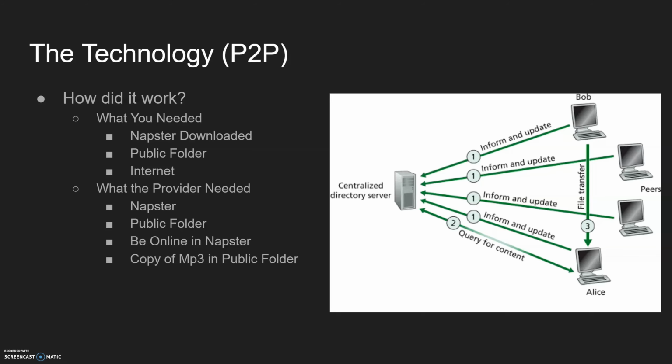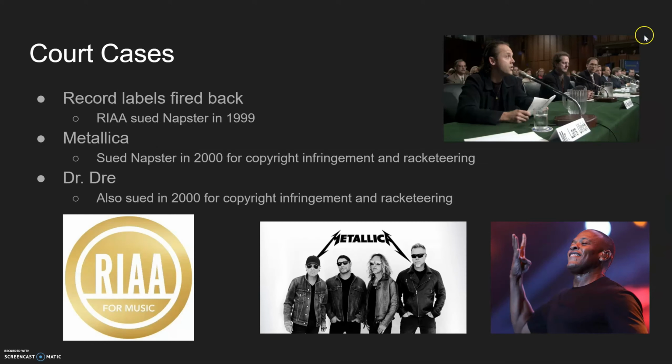Napster had a massive impact on the music industry, considering that there were 25 million users by the year 2000. Record labels were looking to end Napster as soon as possible, and in 1999, the Recording Industry Association of America sued Napster. Napster was again sued for copyright infringement and racketeering in 2000 by the band Metallica. Both cases were lost by Napster, and they had to pay millions of dollars. In addition, hundreds of thousands of user profiles and numerous MP3 files were deleted off the site.